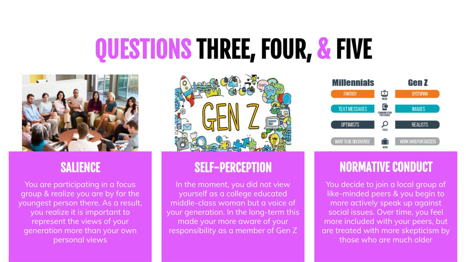So the questions ask you to define the situation. How did you know it was salient? What about the social context prompted you? How did it shift your self perception? And in what ways did your behavior, language, and expressions change to better reflect in-group normative conduct? How did you know this conduct was in-group normative? And were you treated differently as a result?